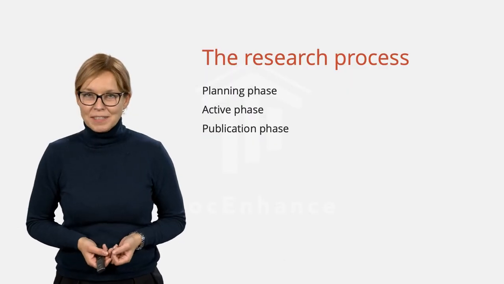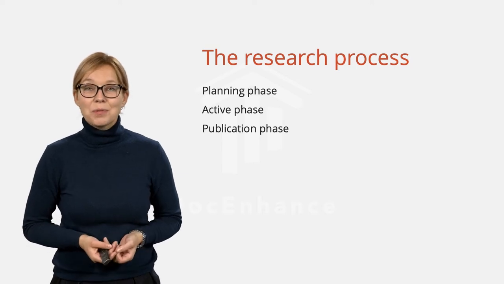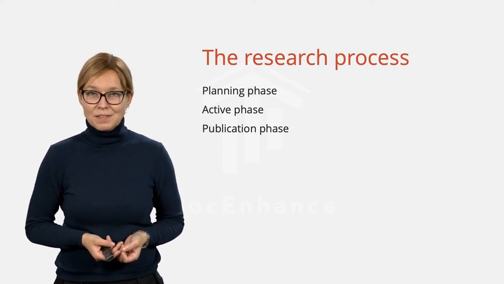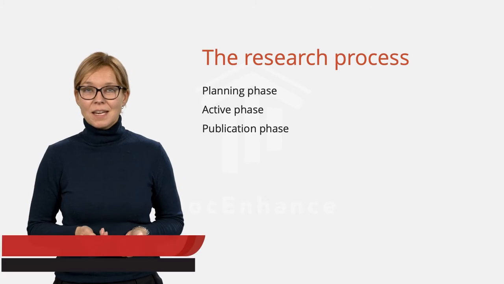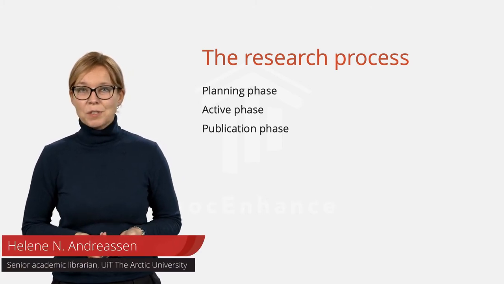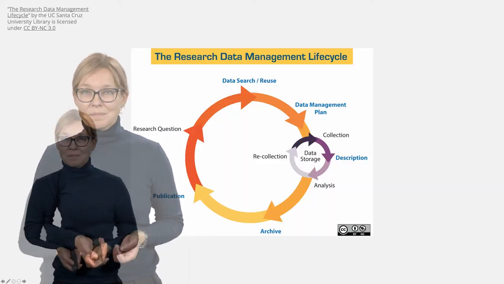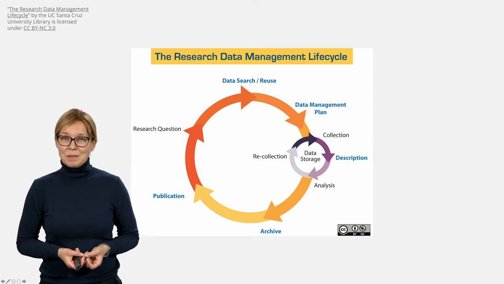Each research project contains different types of activities, and we can divide the process into three broad phases: the planning phase, the active phase, and the publication phase. In each phase, there is work to be done on your research data, and we typically call this the research data management lifecycle.